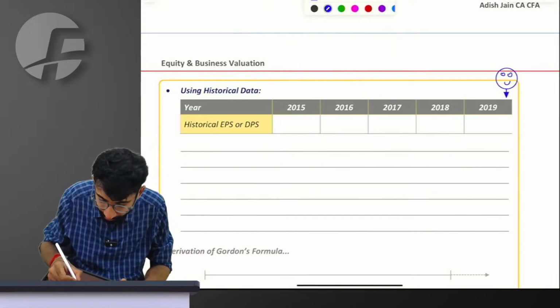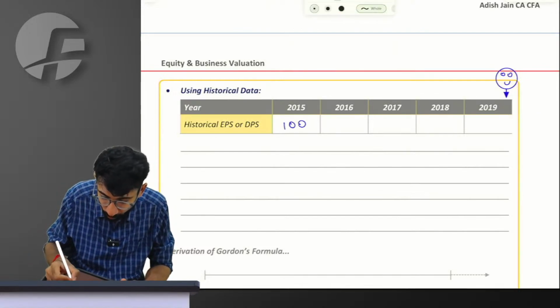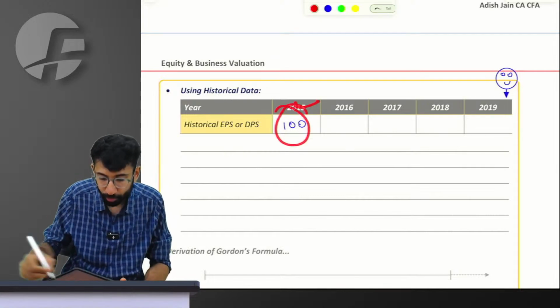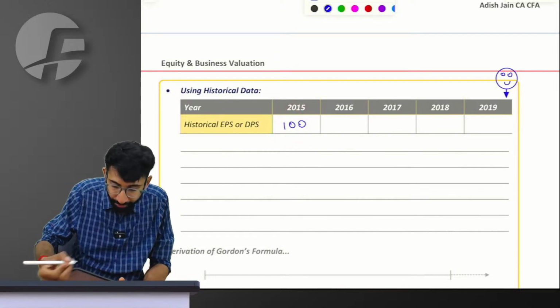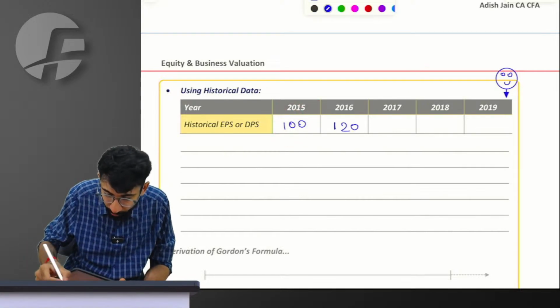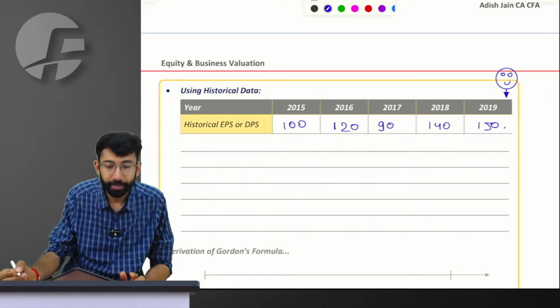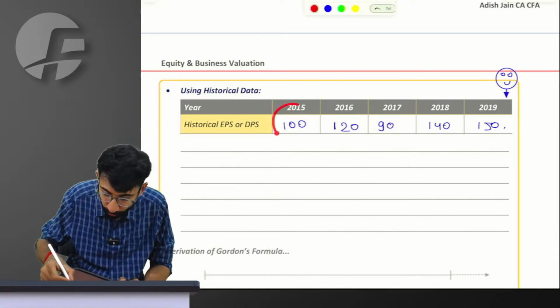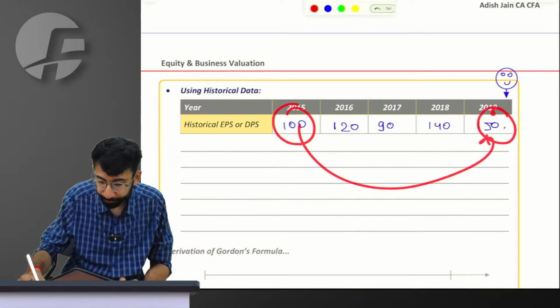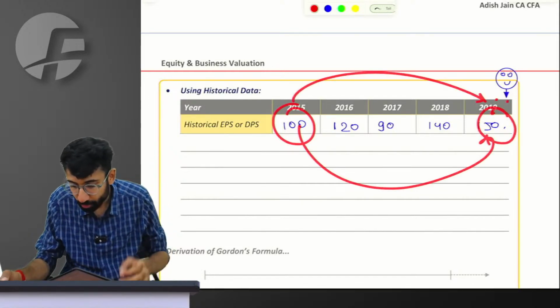Let's assume that at the end of 2015, the amount of dividend which you distributed was rupees 200. In 16, you distributed 120 rupee dividend. In 17, you distributed 90 rupee dividend, then 140 rupee dividend, and then 150 rupee dividend. This is how the journey of dividend was from 2015 to 2019.